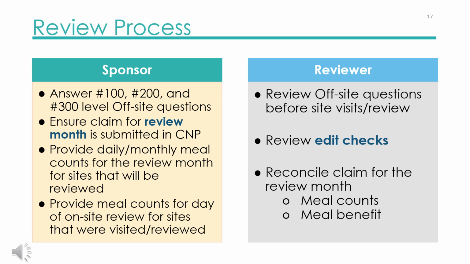To wrap up the first portion of this PowerPoint, let's review the process for the sponsor. The sponsor is required to answer 100 level, 200 level, and 300 level off-site questions. They must ensure the claim for the review month is submitted in CNP. The sponsor must provide daily and monthly meal counts for the review month for sites that will be reviewed. They also must provide meal counts for the day of the on-site review for sites that were visited and reviewed.